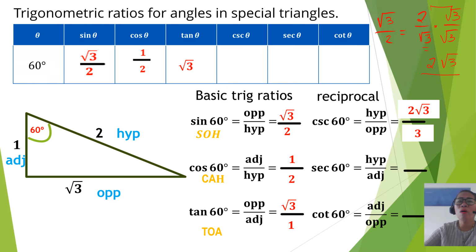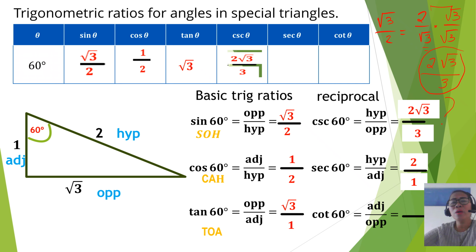And then square root of 3 over square root of 3: square root of 3 times square root of 3 will be square root of 9. And then what is the square root of 9? 3. So therefore, that is why we were able to get this reciprocal of sine 60 as 2 square root of 3 over 3. Okay, what about secant 60? The reciprocal of cosine 60, which is 1 half, is of course 2 over 1. And what is 2 over 1 in simplified form? It could be answered 2.